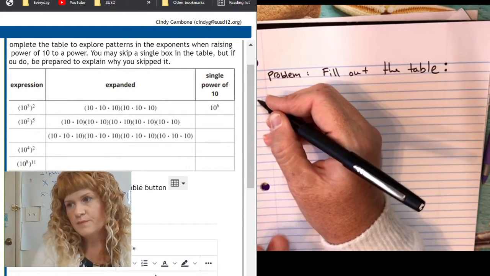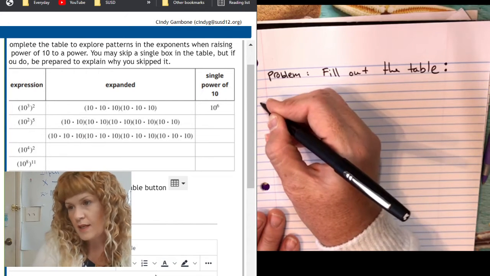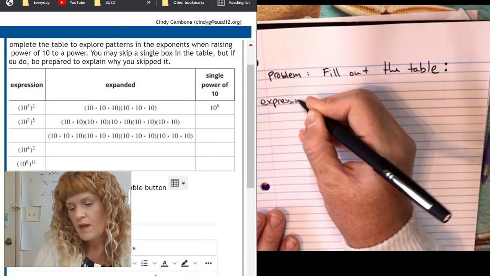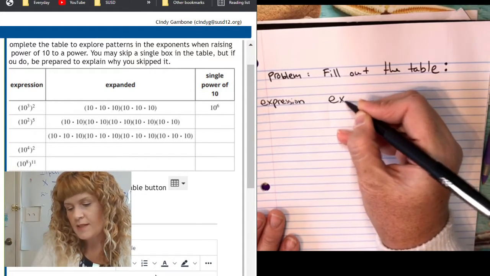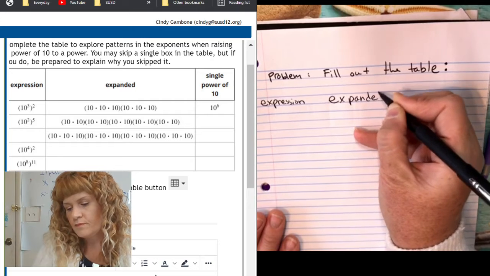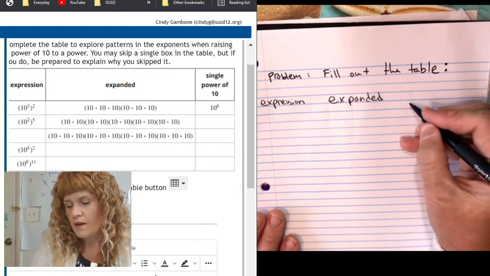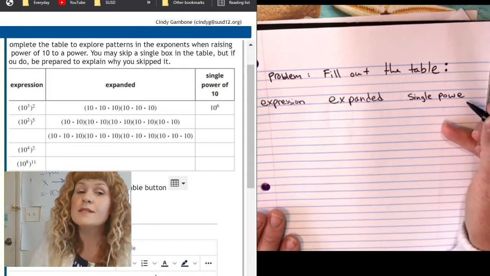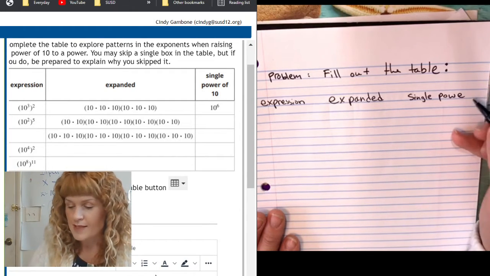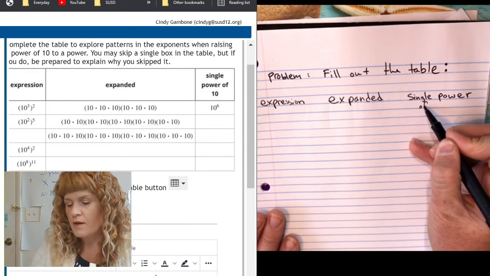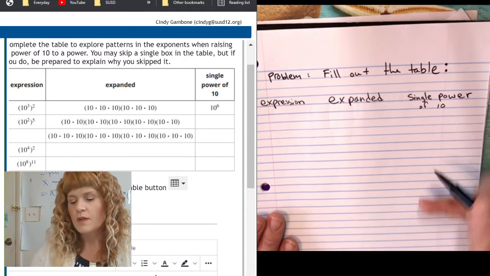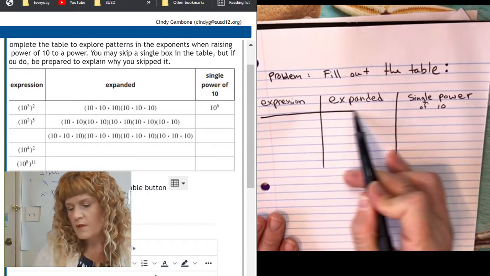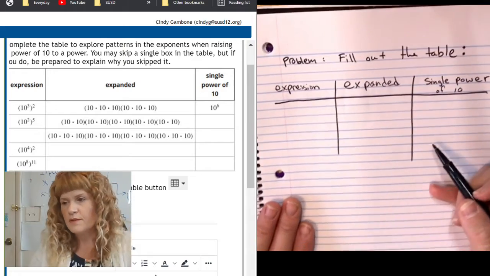The heading on the table, the left column says expression. The middle column says expanded. And the far right column says single power of 10, which means simplified, just simplify those exponents. Single power of 10. Okay, have you got that table going in your notes?